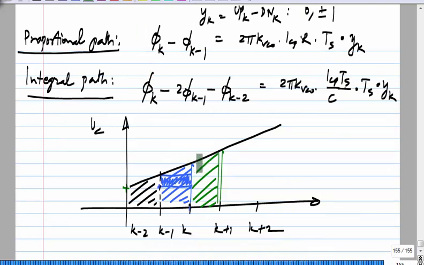If you look at the proportional path, we have phi in the z domain, this times 1 minus z inverse equals 2 pi kVCO ICP R times TS times y of z. Or in other words, this is the output phase of the VCO, phi out. So phi out due to the resistor alone is this whole number, 2 pi kVCO ICP R times TS.